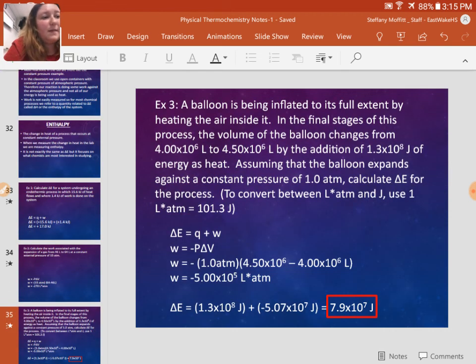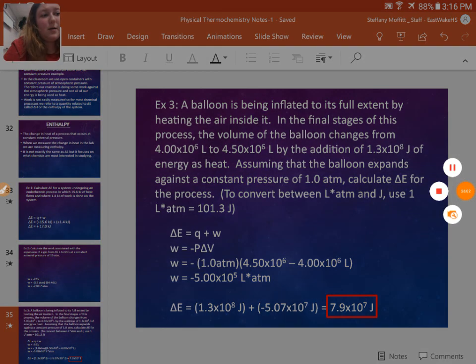And that's it. So there is physical thermochemistry in a really quick format. There's going to be a whole unit on thermochemistry, so you'll get a lot more of this later on, but this is just a really quick overview.